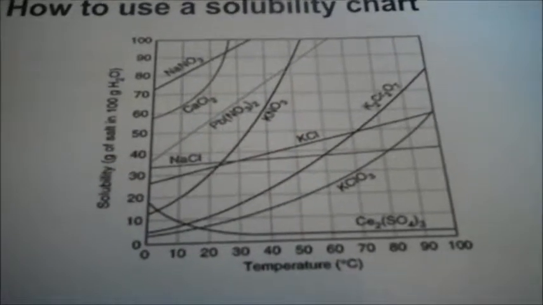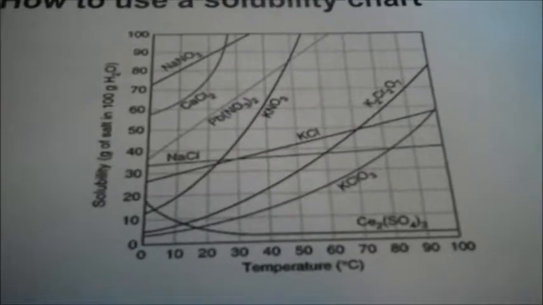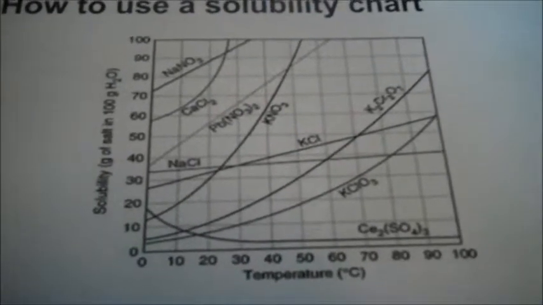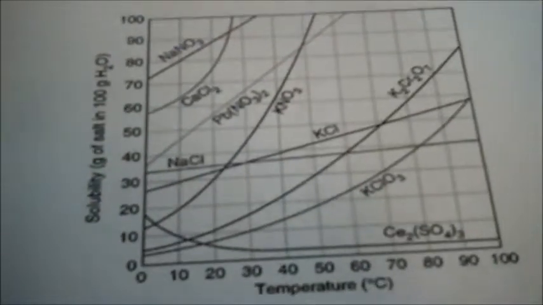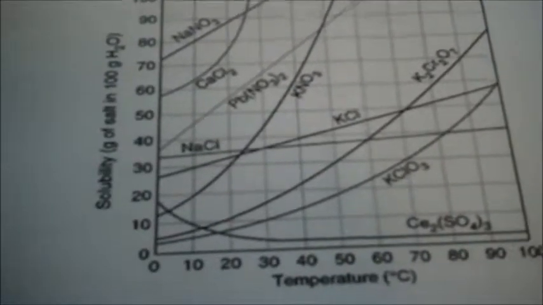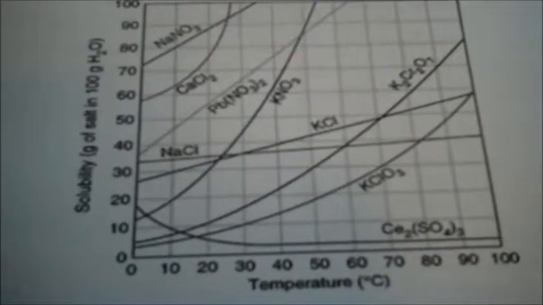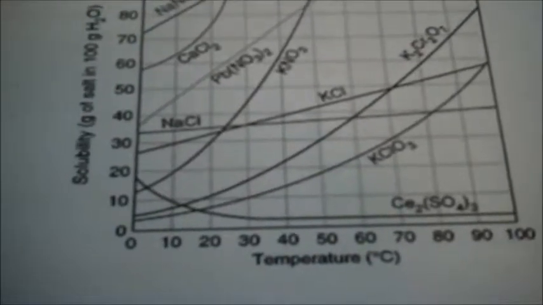If you need to find solubility of a substance at a certain temperature, you use a solubility chart. The x-axis shows the temperature, and the y-axis shows solubility, or grams of salt in 100 grams of water. Let's say you want to look for how many grams of potassium chloride will be soluble at 10 degrees Celsius. Well, according to the chart, at 10 degrees Celsius, we would have at least 30 grams of potassium chloride, which will be soluble.